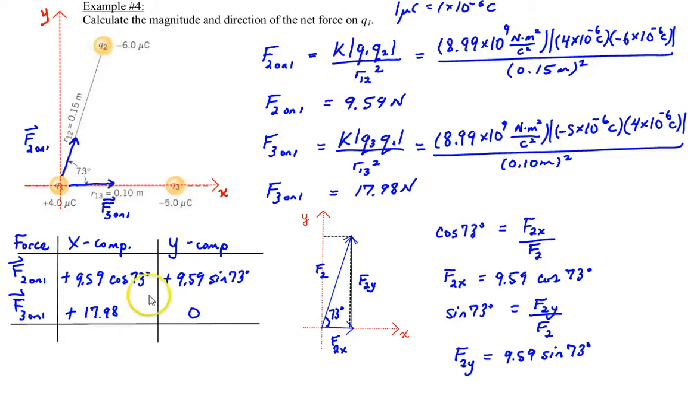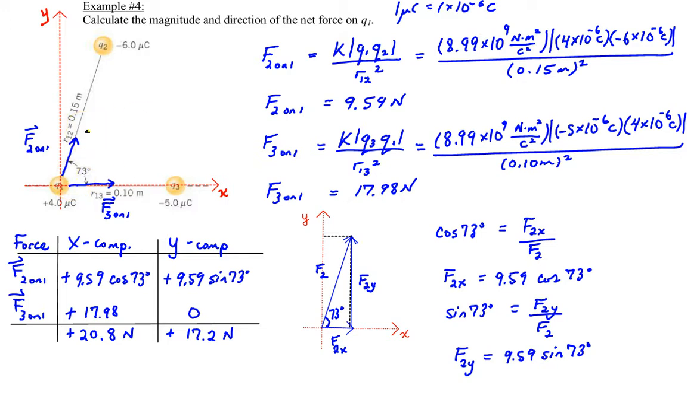Next, we need to find the total x and y components. Hopefully you saved these numbers into your calculator, so pull out your calculator and add these to find the total x component. So 9.59 cos 73 plus 17.98 will give you 20.8 newtons. And 9.59 sine 73 will give you 17.2 newtons approximately. Both of these are positive, which means that the x component is to the right and the y component is up. So this resultant is going to be somewhere in this quadrant here.